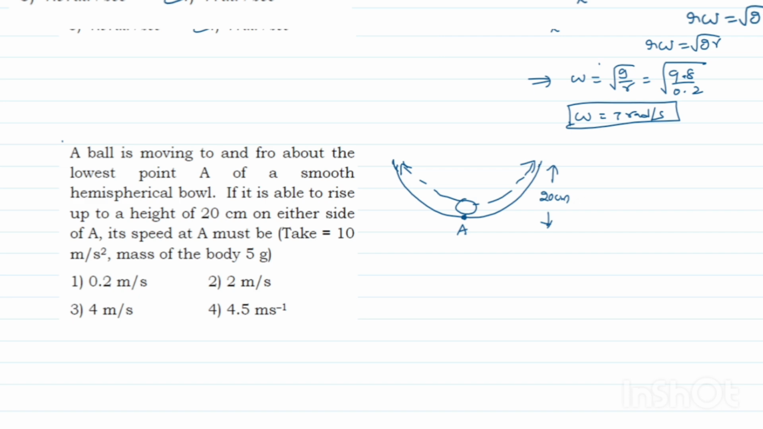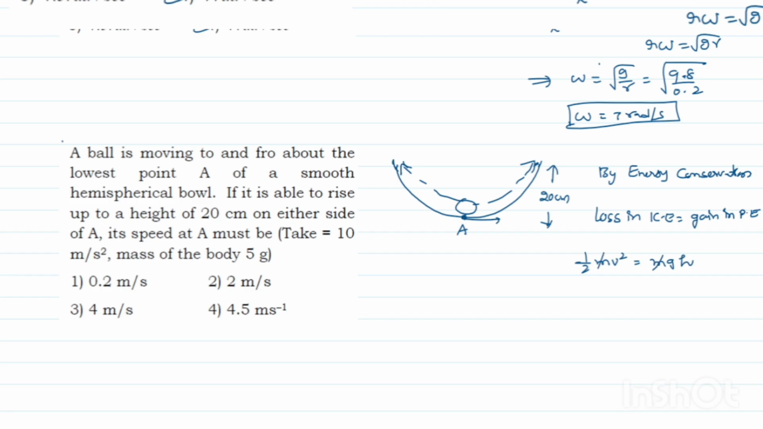At the lowest point it will have kinetic energy, and at the highest point, at 20 centimeters height, it acquires potential energy. So by energy conservation, the law of conservation of energy, the loss in kinetic energy while it's moving up is stored as gain in potential energy. So loss in kinetic energy, half mv square, equals gain in potential energy, which is mgh.